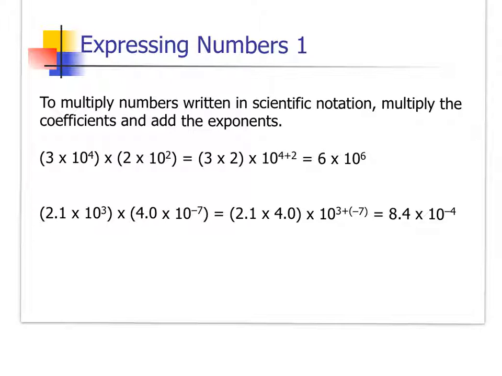So it is important to kind of look at and say 3 times 2 is 6. Well, that's easy enough. Most students in second grade know that. And then you look at the 4 plus 2. Well, that's also 6. And so you have 6 times 10 to the 6th. And the same thing, if you have a negative number, you're just doing a little bit different of a math. So 3 plus a negative 7 is a negative 4. And so you can really simplify some of this stuff for you.